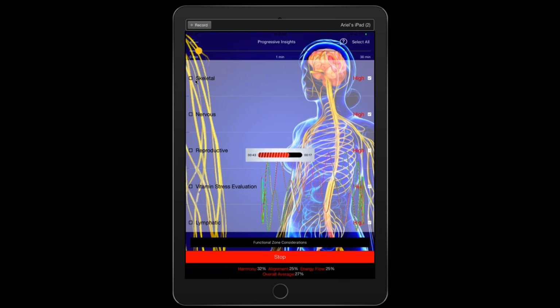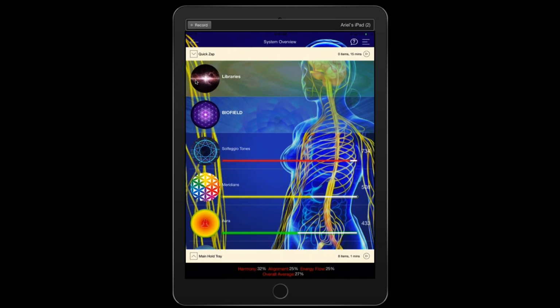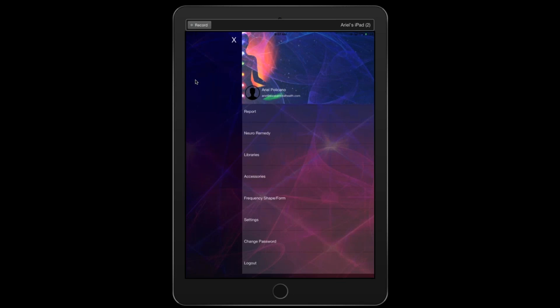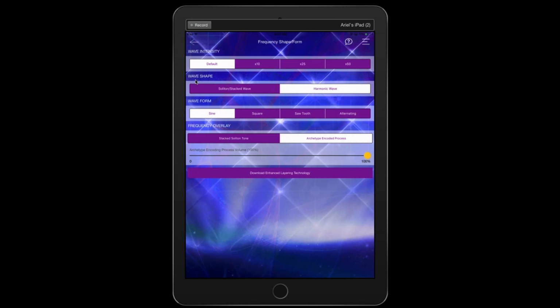Okay, so we've just got 4 minutes left, and I just want to say something here about the frequencies themselves. When you go to the upper right of your navigation bar and go down to frequency, shape, and form, there are 3 different waveforms. There's the sine, square, and sawtooth.